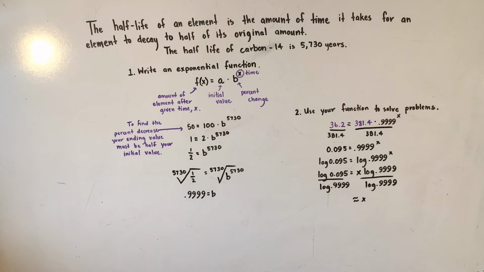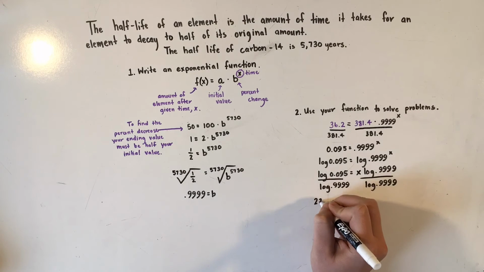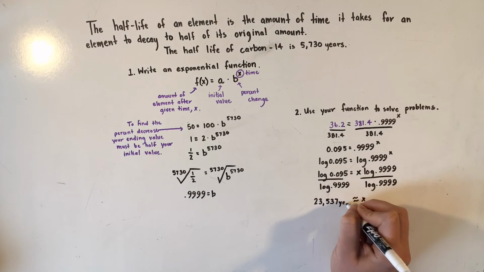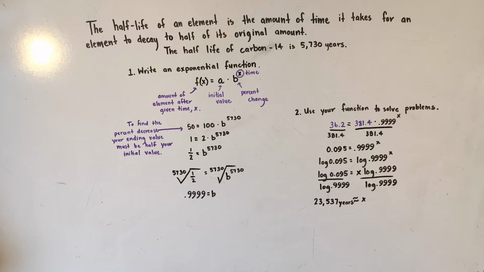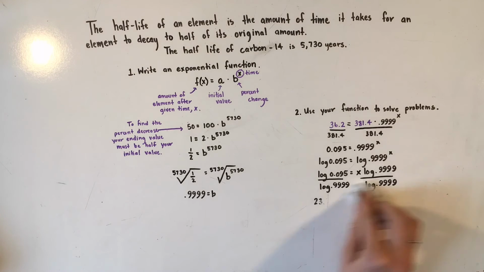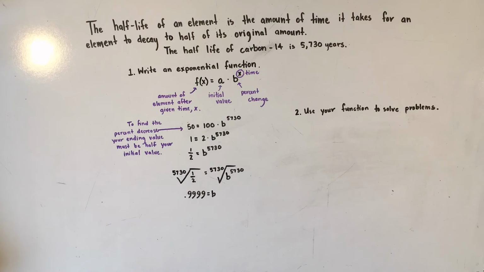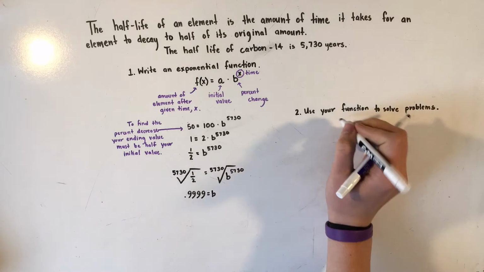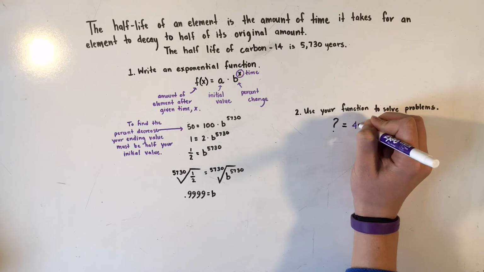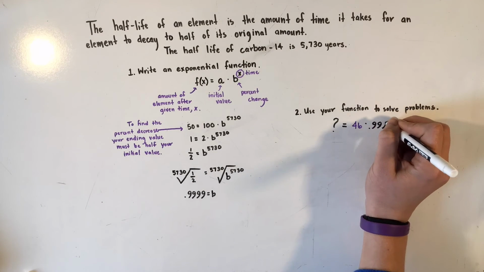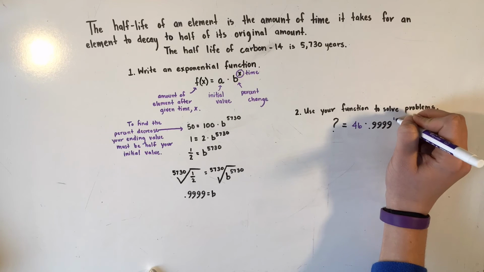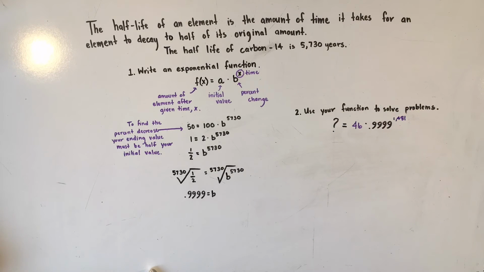Pause here and try this on your calculator first. You should get approximately 23,537 years. Let's try another one. Let's say you're starting with 46 grams of carbon-14 and you would like to know how much will remain in 1,481 years. Plug in your initial value and your time and then solve.